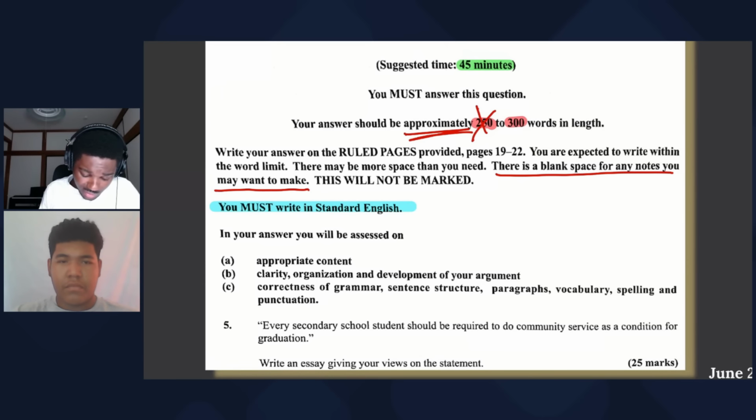Clearly, you must write in standard English. I wonder why they thought they had to make that clear, right? This is English A, not Spanish A or French A or Patois A, right? English A, standard English. You may include a little bit of dialect within quotation marks if you're quoting someone and it's relevant, but of course, it's an essay in English.